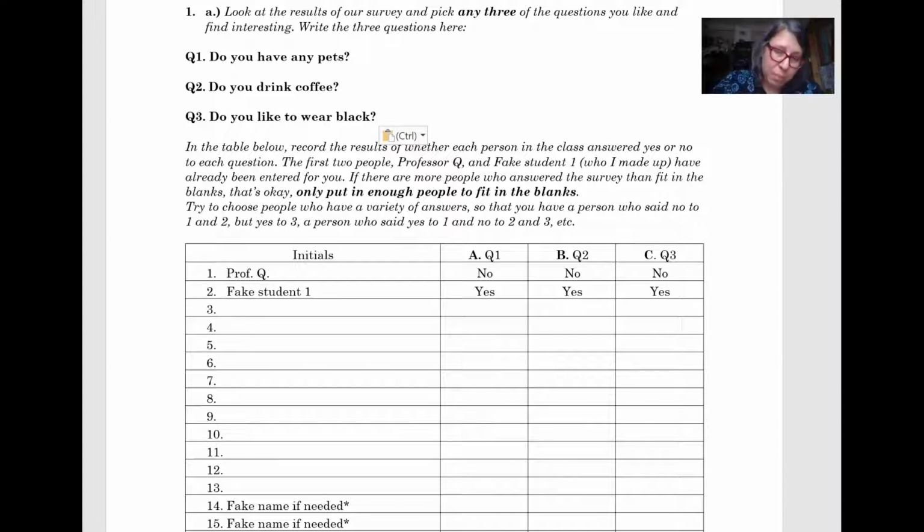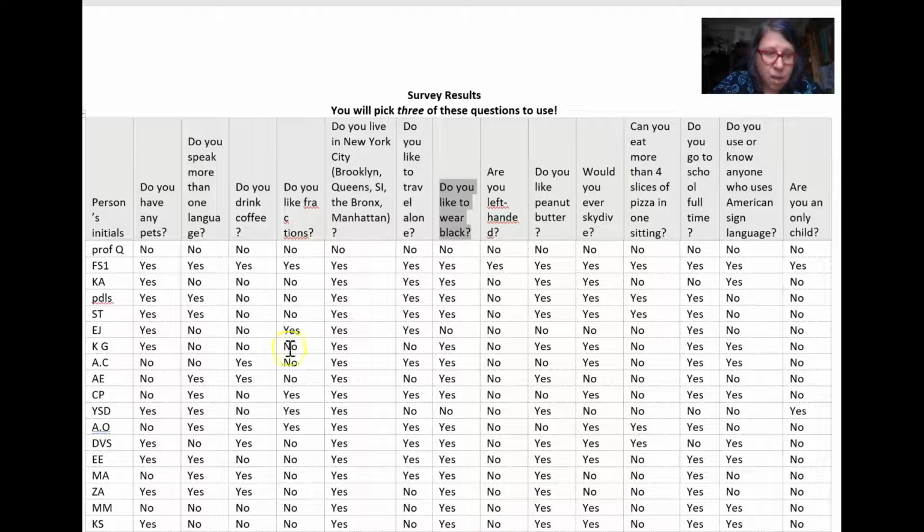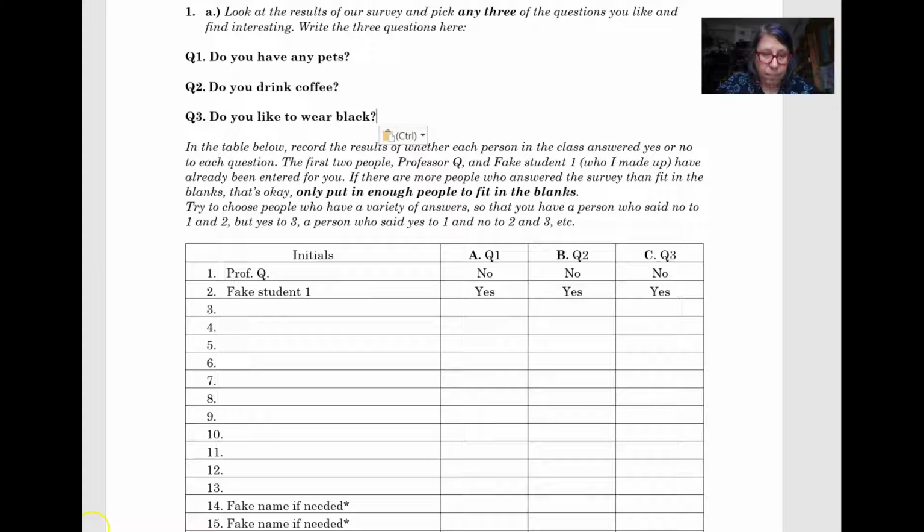Now let's go find some real people in the survey results. So let's say the first person, it doesn't matter who you pick, we're just going to try to get a variety of answers. So maybe I pick CP, who said no to pets, and no to drinking coffee, and yes to do you like to wear black. So CP said no, no, yes. And then I go back to my survey and copy that in.